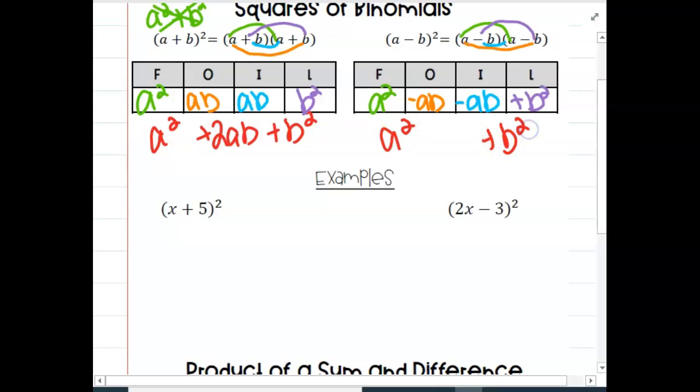So what happens here, just like over on this one, we have our a squared, we have our b squared, and then when you have a negative ab and another negative ab, if you want to do negative 1 and negative 1, you would get negative 2ab plus b squared. Okay, these are the ones that take a little bit more thought.